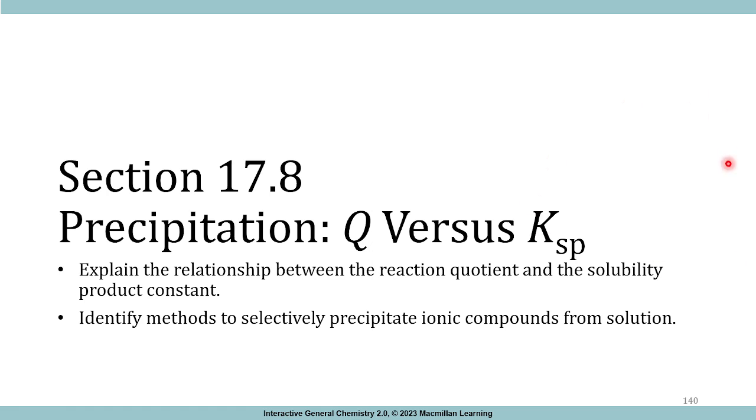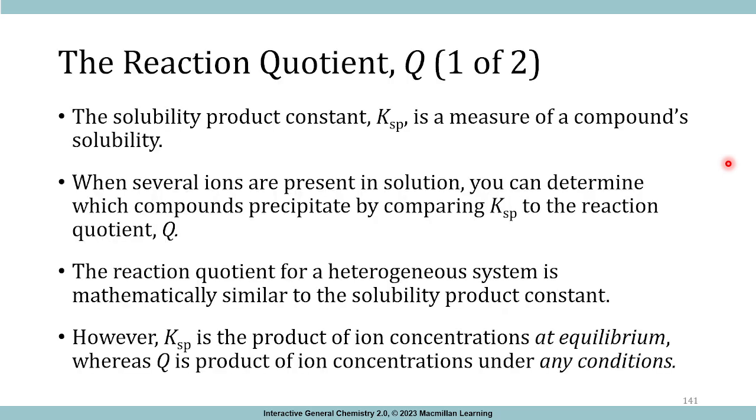So precipitation, let's talk about the Q versus K. Anybody remember Q at all? The reaction quotient, right? We want to write up an equilibrium expression, but we don't know if we're at equilibrium, and we want to see if we're at equilibrium. The solubility product constant, KSP, is a measure of your compound's solubility again. So when several ions are present in solution, you can determine which compounds are going to precipitate by comparing the KSP to the reaction quotient. The reaction quotient will tell you if you're below, at, or above equilibrium, right? Which direction you have to go.